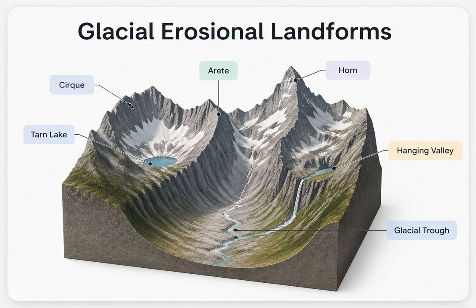As these massive ice bodies move, they act like giant bulldozers, carving out distinct glacial erosional landforms. The immense weight and grinding action of the ice completely transform the original landscape, leaving behind a signature set of features that we can identify long after the ice has melted.